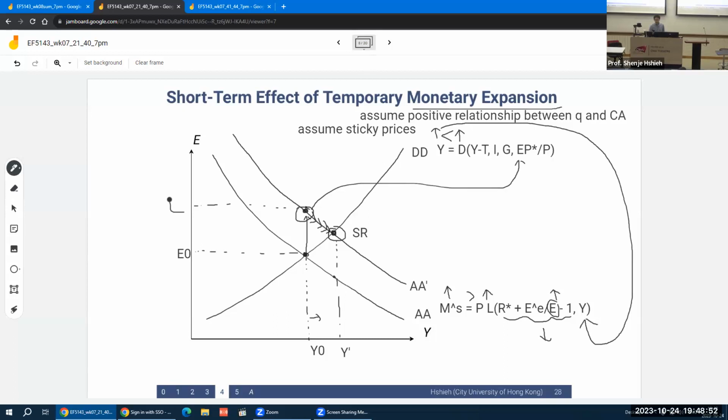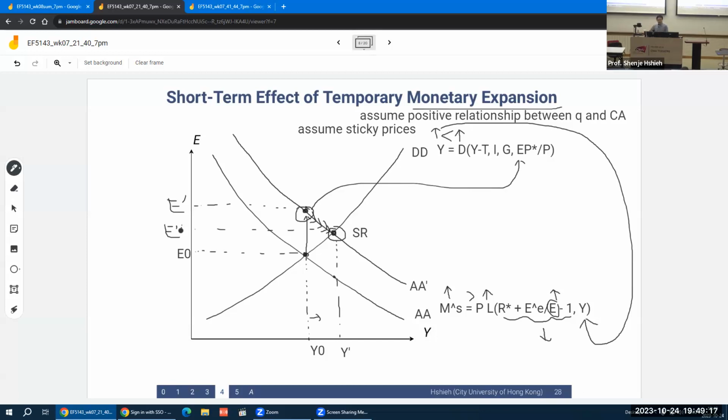So let's just call this E prime, and let's call this E double prime. Okay, so up to E prime. All right, so for a given output, for Y naught output, we have a higher E prime. And the reason why E is higher is because carry traders are coming in and devaluing the domestic currency, because they're selling domestic currency in favor of the foreign currency.